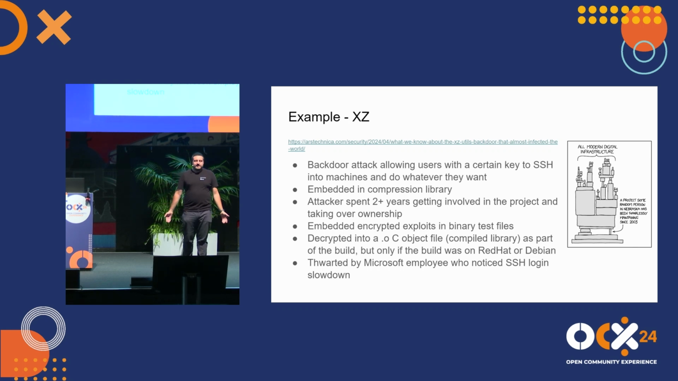XZ Utils was effectively a prime example of this. So there was kind of one maintainer for a really long time, the originator of the project and maintainer. And the attacker embedded a backdoor allowing users with a certain SSH key to SSH into machines and basically do whatever they want. But the software had to be built in a very specific way, I believe, on Red Hat or Debian. So basically, they embedded the attack in the test file, in a binary file which was being used for a test. And then it was decrypted into a .o, which is like a compiled C file, but only if the build was on Red Hat or Debian.